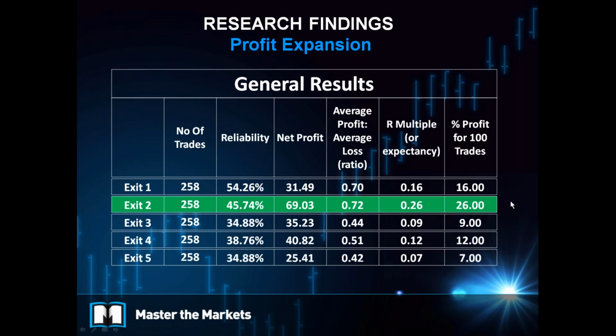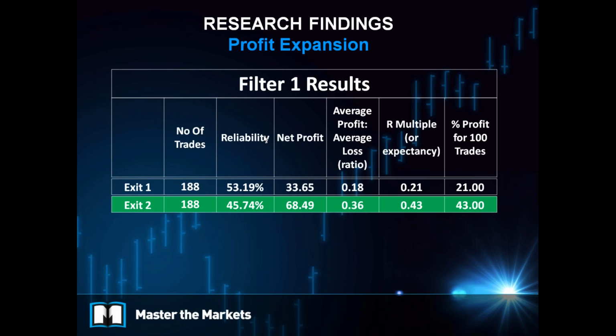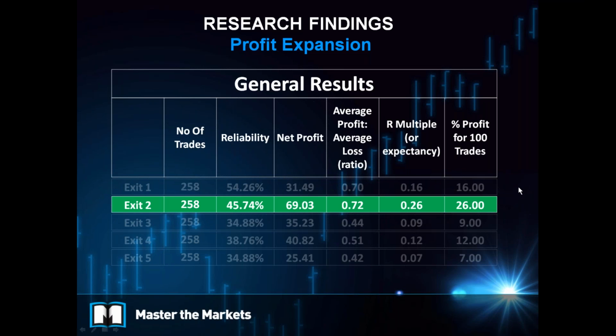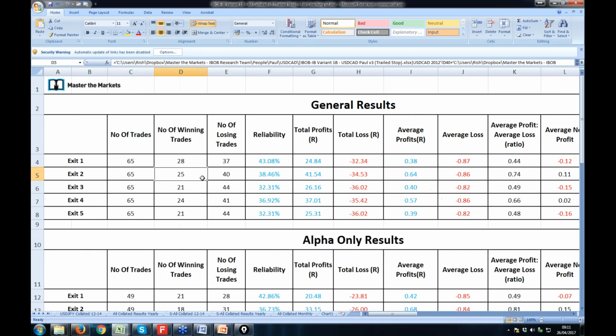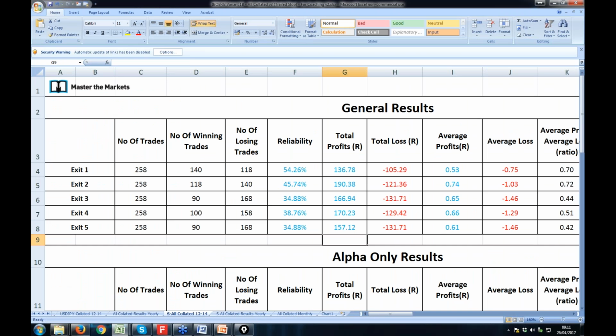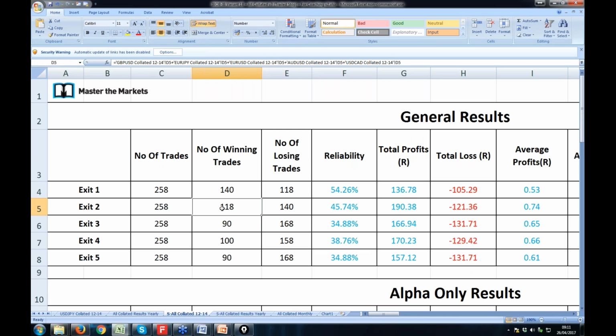So you can see that Exit 2 has had the best upside. And as a result of that, that's the exit that we use on the profit expansion indicator. It's also the exit that we use when we're trading the strategy according to the actual crib sheet. Now, that's the first part of this. So I showed you the general results. In the general results for this particular strategy, we had 258 trades. Of the 258 trades, Exit 2 had 118 winners and 140 losers. The reliability was less than 50%. It still yielded a net profit.